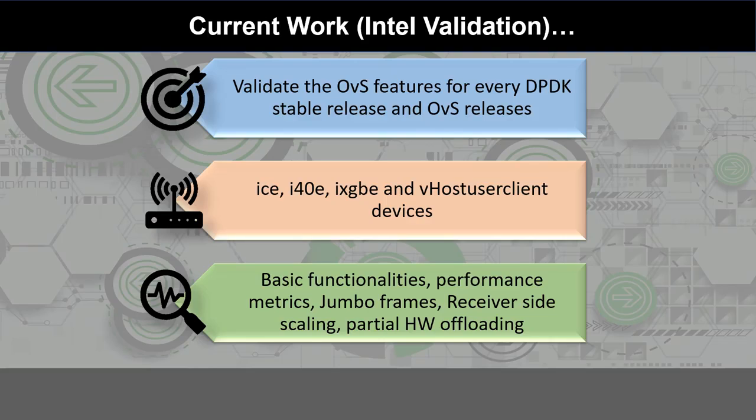Apart from this, whenever there is a major OVS release, then I have a master test plan, and based on the master test plan, I create a list of stories for my various devices. The various devices here will be ICE, I40E, IXGBE, and vHost user client devices. For all these devices, I validate features like basic functionalities, performance metrics, jumbo frames, receive side scaling, and partial hardware offloading for physical functions. These are all some example tests.